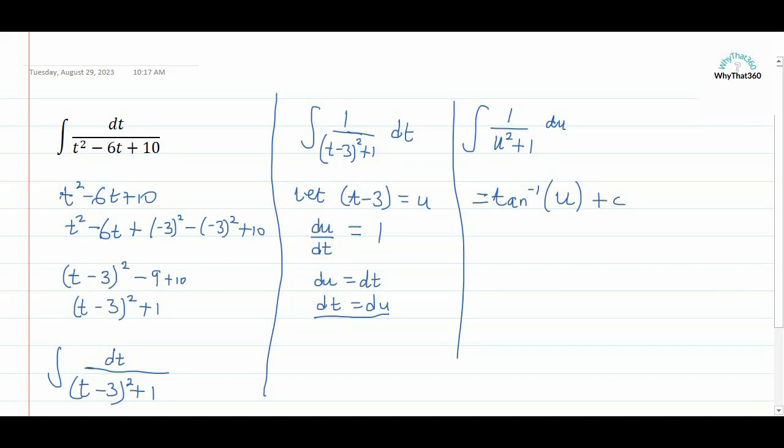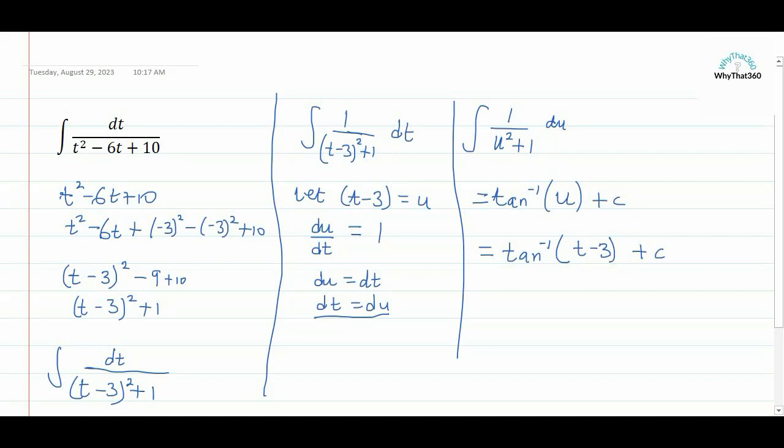At this point, we are not done. We want the answer to be a function of t. So our final answer will be equal to the tan inverse of u. We said u was equal to t minus 3. So we will get the tan inverse of t minus 3 plus c, and that becomes our answer to the question.